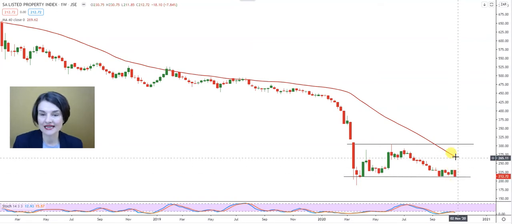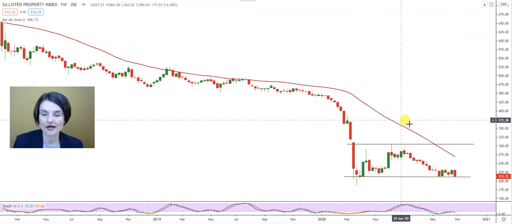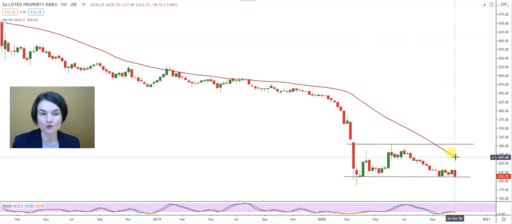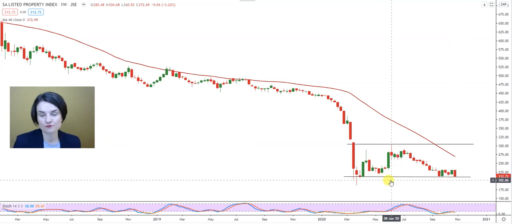And obviously, as I said, that support at 211 must remain. And then very critical, that red line, the 40-week moving average, needs to start to change into a support, and that is waiting at 269.62. Above the 40-week moving average, the long-term sentiment towards this index will change to positive.